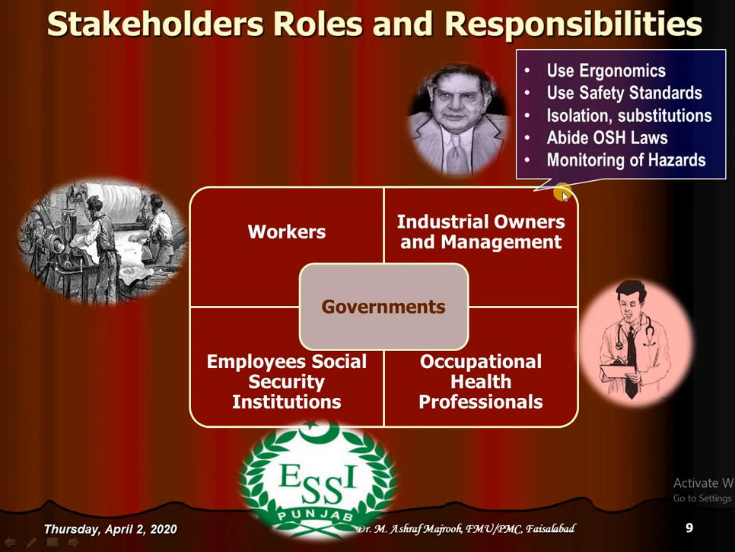For industrial owners: the use of ergonomic principles, use of safety standards, use of safe processes like isolation, substitution, and abiding by the occupational safety and health laws, and monitoring of hazards. These are the responsibilities of the industrial owners as stakeholders.